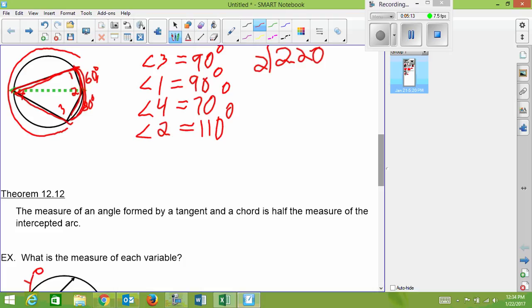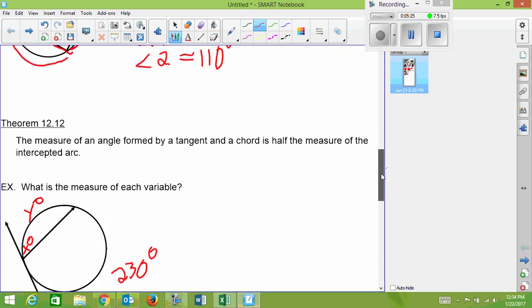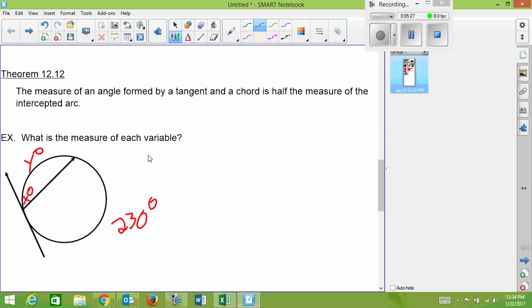Then one more theorem to go along with this, theorem 12.12. The measure of an angle that is formed by a tangent and a chord is half the measure of the intercepted arc. Here I have an example drawn to point this out. What is the measure of each variable? I need to find x and I need to find y. I use this theorem: the measure of an angle formed by a tangent, which is this line, and a chord, where that line touches, is half the measure of the intercepted arc.